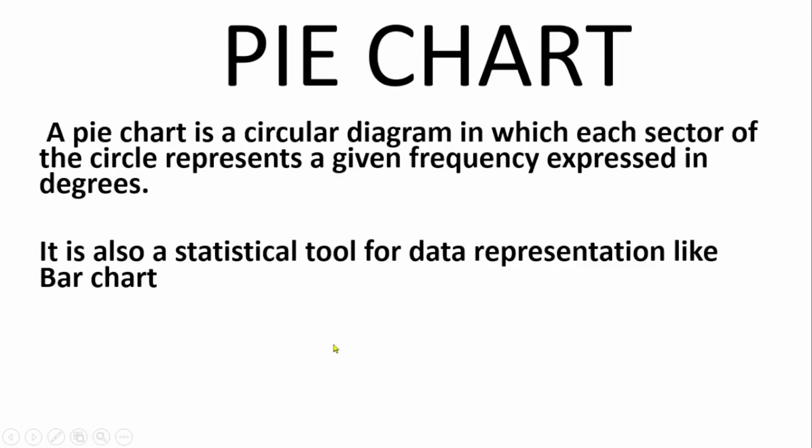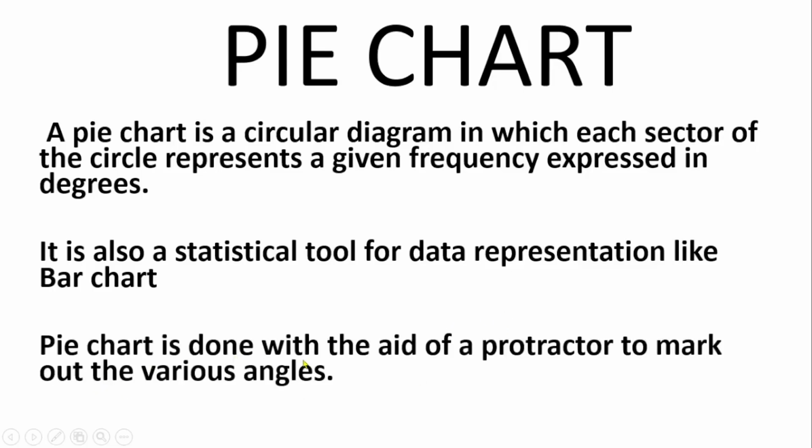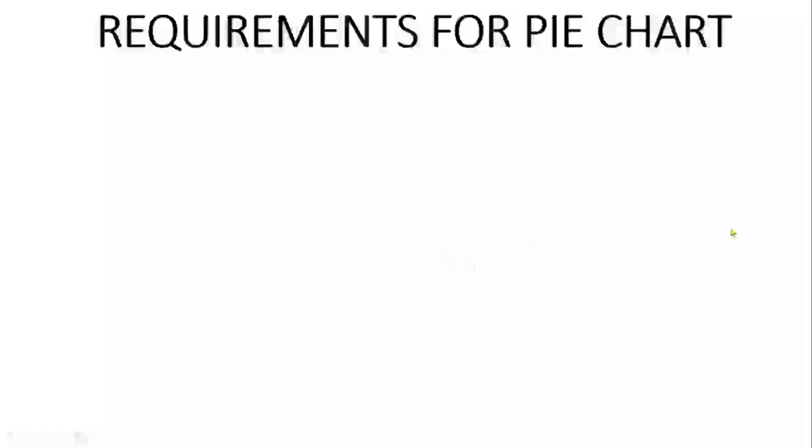So we are going to be drawing pie charts as well in this video, and a pie chart is done with the aid of a protractor to mark out the various angles. So we'll need a protractor to draw a pie chart and some other mathematical instruments. As you are going to be seeing, a pie chart is in a circular form, and we are going to be dividing the circle into different sectors.